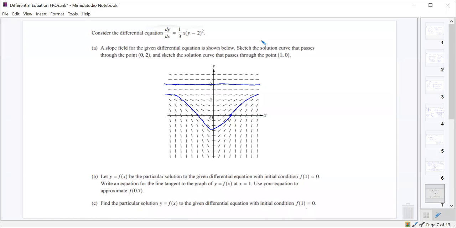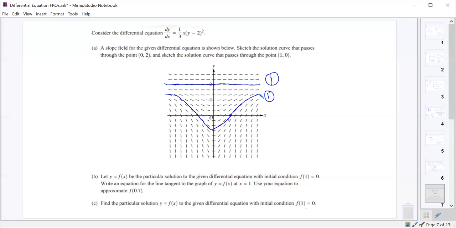And it also says that they need to extend to the boundary of the slope field. So if you're ever asked to sketch the solution through the slope field, make sure you extend it to the boundary of what is given to you. So that's 1 point and 1 point.